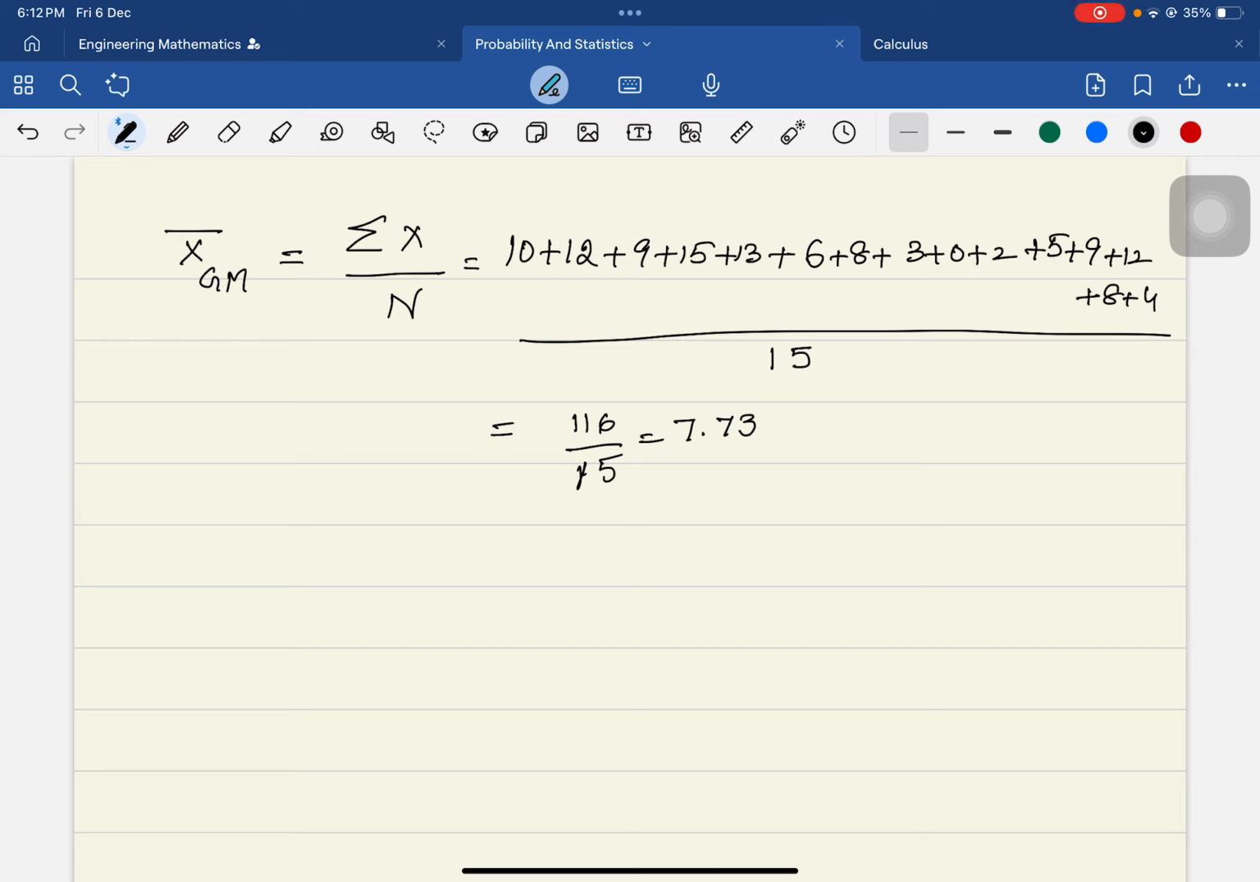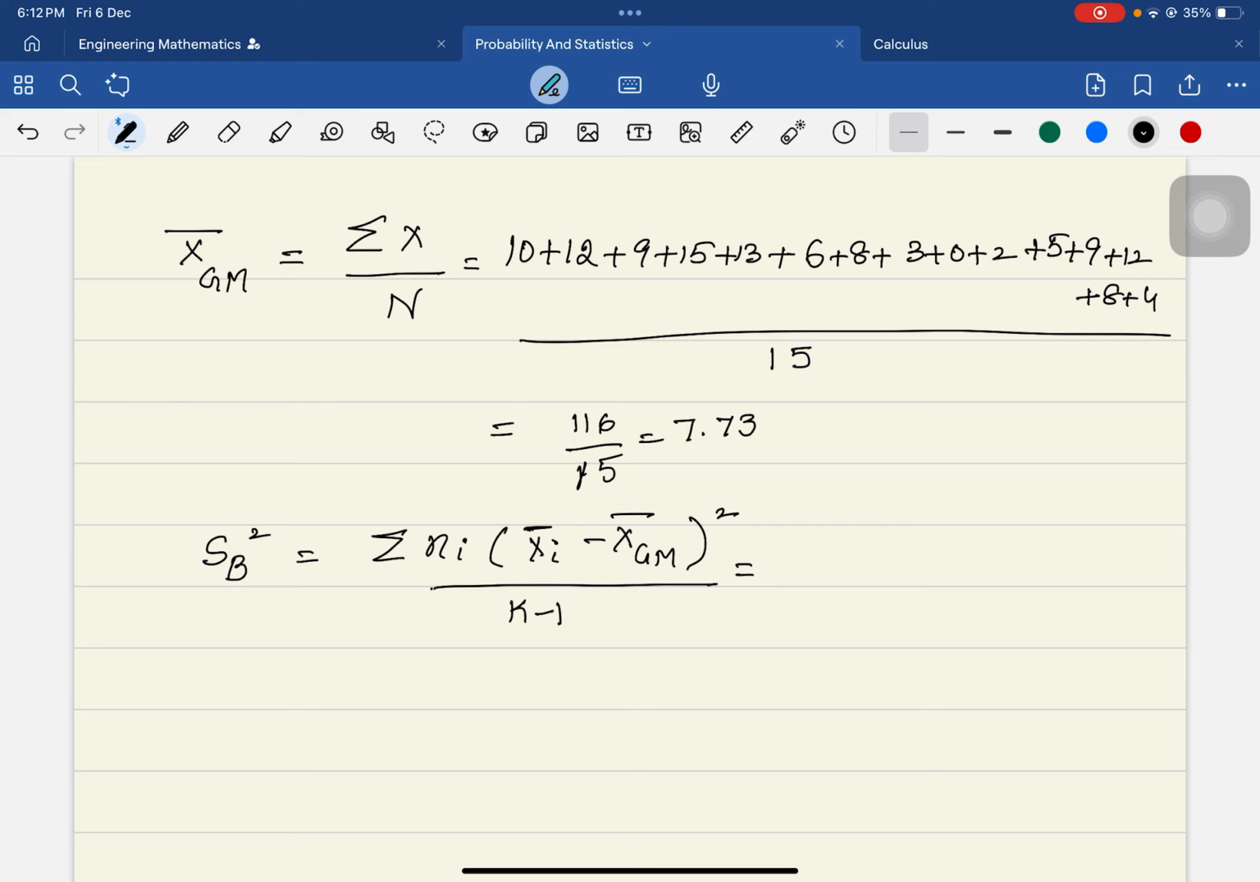Now we are going to find SB square. That means the variance between the groups, given by the formula sigma ni times (xi bar minus x bar, the group mean) whole square, divided by the between-groups degrees of freedom, which is k minus 1. That means we are taking the difference between each group mean and the grand mean. So do the calculation here.